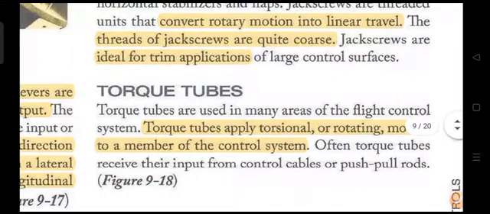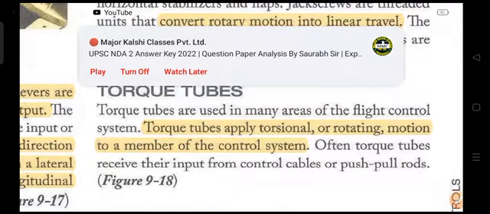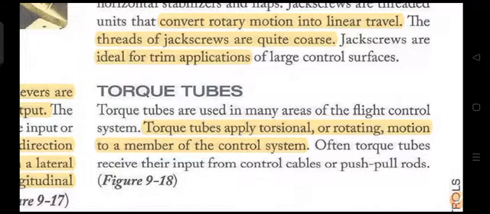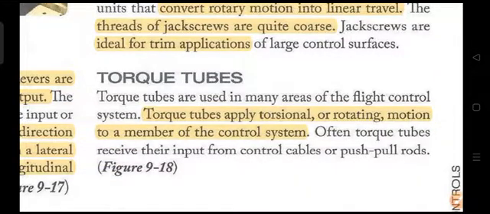They are very coarse thread, not fine thread, because fine thread is not required here. We require coarse thread to take a huge amount of loads, because these actuators will be going through very drastic changes in the flight situations where the control surface needs to be moved, and so many things need to be done. So this is the reason the jack screws have been designed in such a way so that they can take the load. And also it is an ideal thing for trimming purpose.